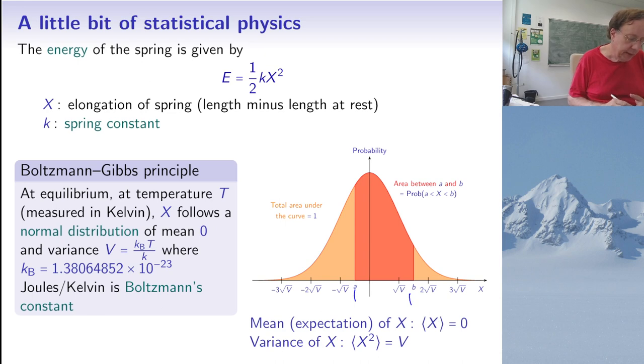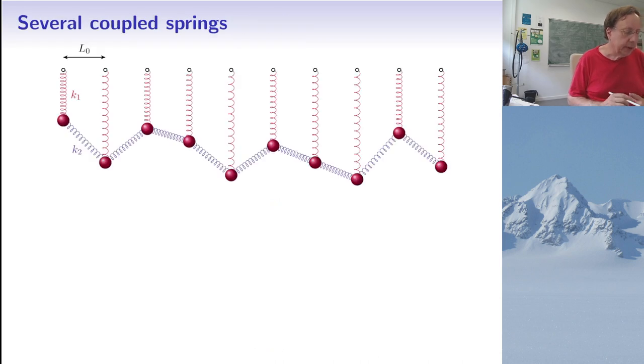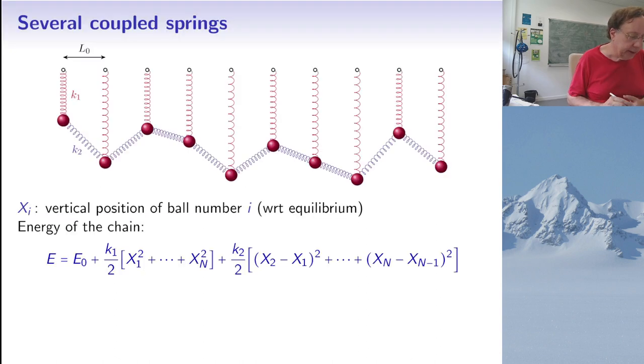Now let us make the system a bit more complicated, and let us look at a string of coupled springs. So the springs now, each one is attached to some vertical, so it is below a certain point, and I have a spring constant K1 here, but the springs are also connected, so the masses are connected by springs with a second spring constant K2. And now the energy of the system is given by the following expression.